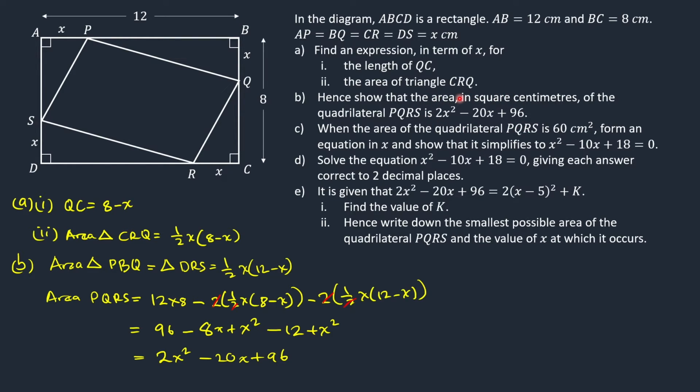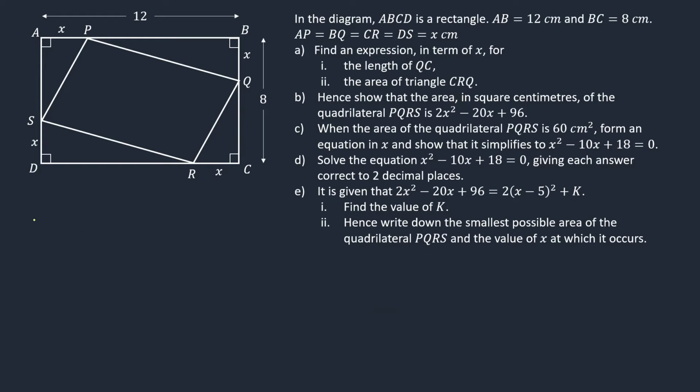All right, now let's answer C. Question C now. When the area of quadrilateral PQRS is 60 cm squared, form an equation in x and show that it simplifies to this. Let me use my laser pointer there. It simplifies to this. We're going to take this expression because that is the expression of the area of PQRS.